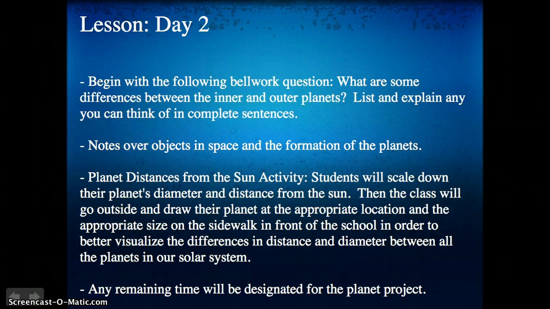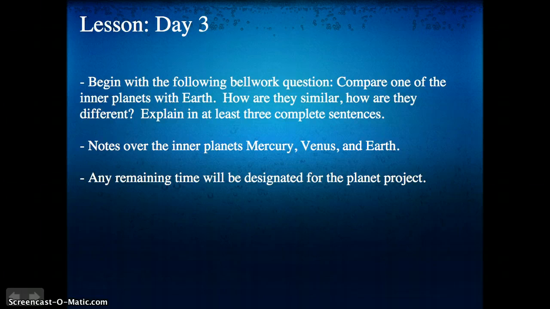Then we have an activity of planet distances from the sun. Students will scale down their planet's diameter and distance from the sun, and then once they get an accurate measurement, we go out onto the sidewalk and they draw out their planets along about a 100-yard stretch so that they can see how far apart the outer planets are comparatively to the inner planets. Any remaining time would be designated for the planet project that day.